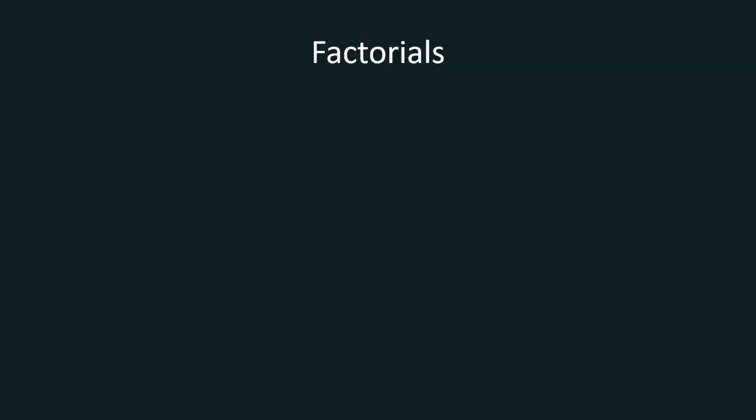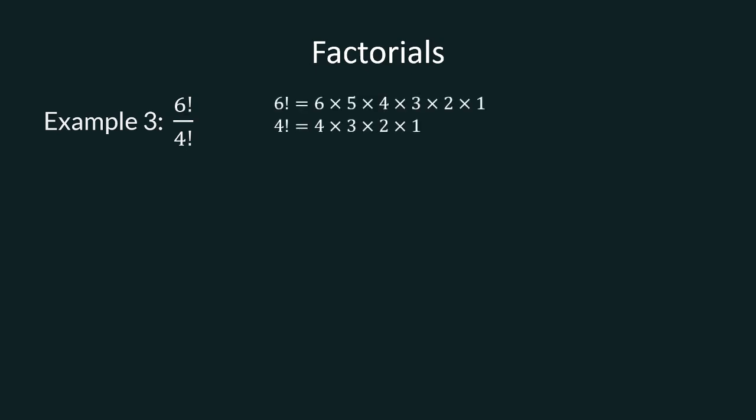Let's do a lot more factorials, as factorials are very important for the binomial theorem. Let's do a third example. 6 factorial divided by 4 factorial. Now, here, we know 6 factorial is 6 times 5 times 4 times 3 times 2 times 1. And 4 factorial is 4 times 3 times 2 times 1.